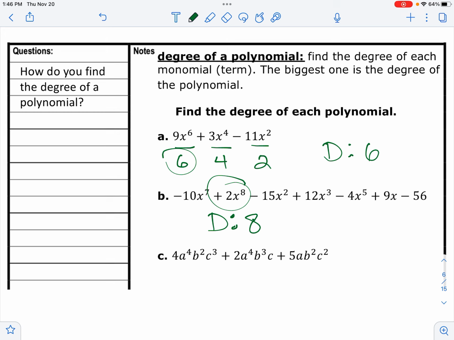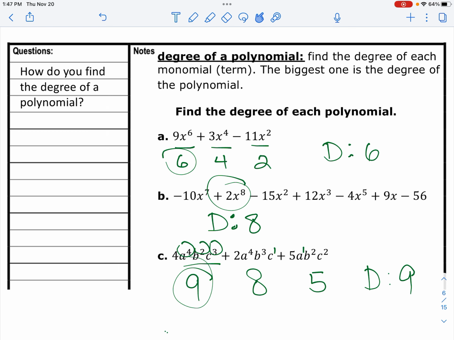Okay, now sometimes you'll have multiple variables, and then it's a little bit trickier. If you have multiple variables, to find the degree of the term, you have to add all of the exponents for that. So I'd say 4 plus 2 plus 3, that's 9. This one, remember the c would really have an exponent of 1. So it'd be 4 plus 3 plus 1, which is 8. And then this one would be 5. So the degree of this polynomial, even though it's a little different looking, would be 9, because that's the biggest one. That's how you find the degree of a polynomial.